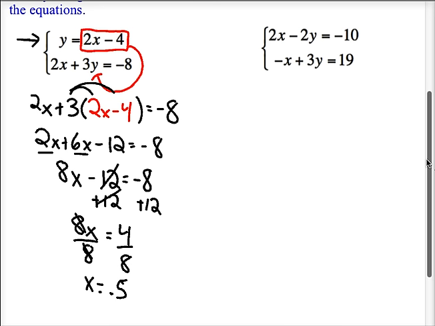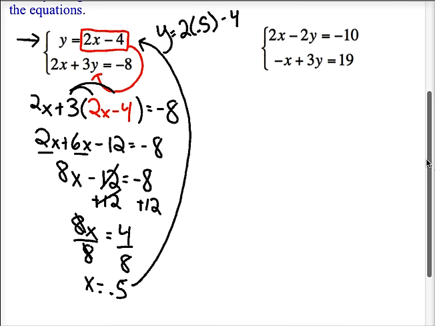Now remember, once I get that, that's only half of my answer. I need an x and a y. So I put that back into the box. So 2 times 0.5 minus 4. So y is going to be 1 minus 4 or negative 3. So my solution is going to be 0.5, negative 3. So that's how we go about the substitution method.